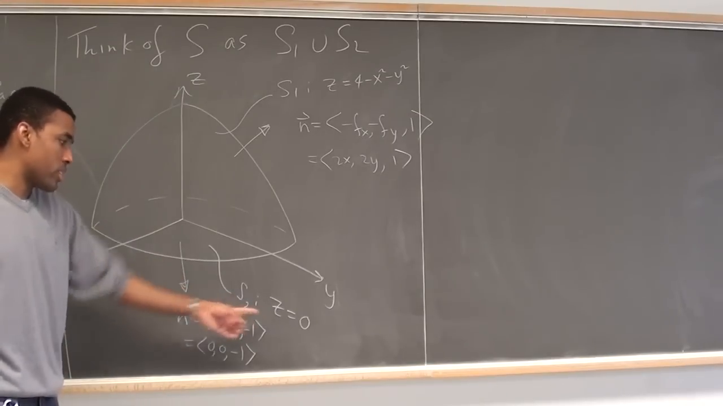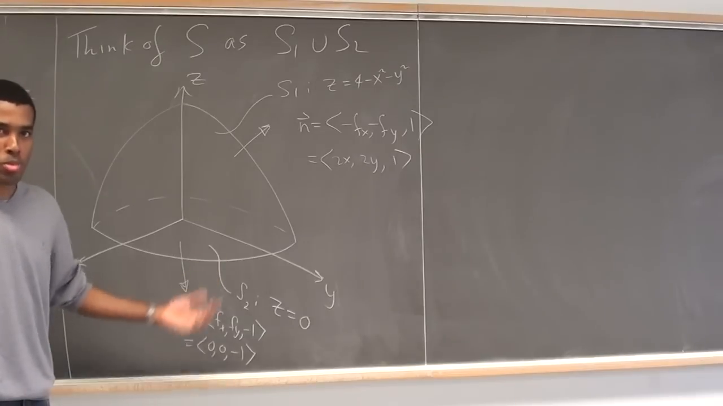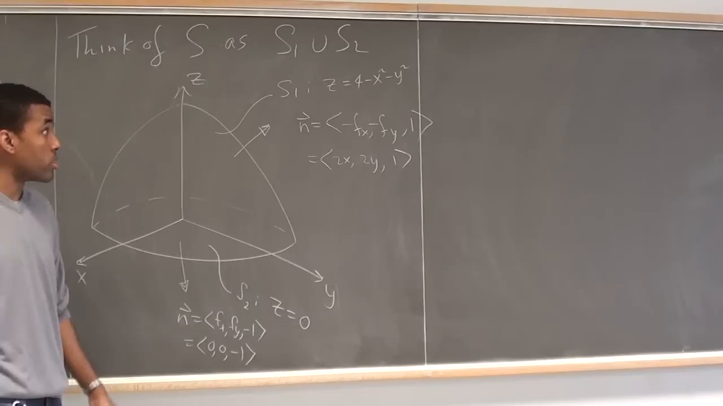If it's given explicitly, do this. It's a lot easier, and you get the normal vector right away. No cross products, nothing. Just a simple partial derivative.